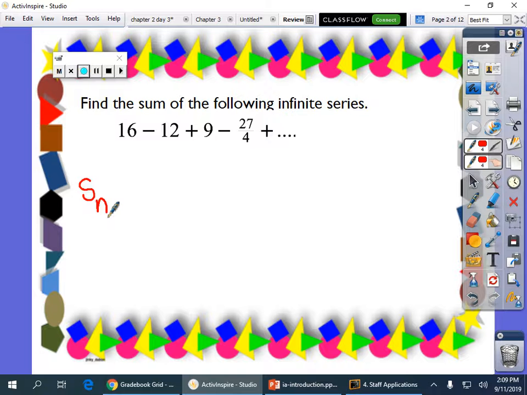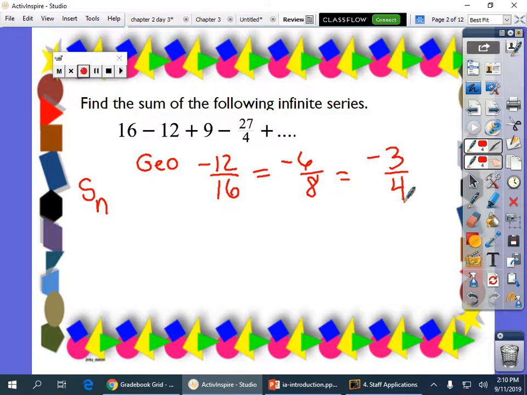Is this arithmetic or geometric? Geometric. Okay? What is the second term? -12. What's the first term? Reduce it. 6 over 8. Okay, -6 over 8. Keep reducing. -3 over 4. Which variable is this? This is my R.